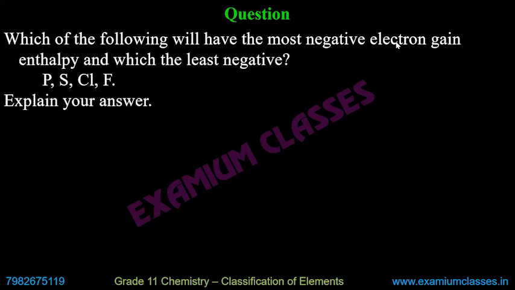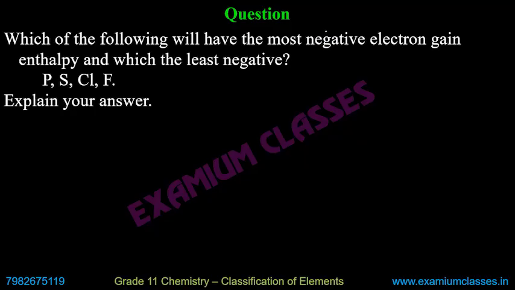Sir, I think chlorine will have the most negative electron gain enthalpy. Hmm. And least negative? I think phosphorus will have the least. Okay, right, correct answer.